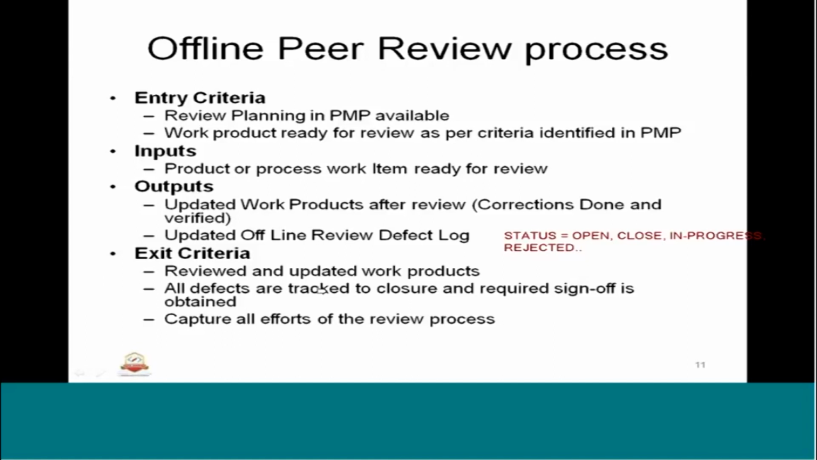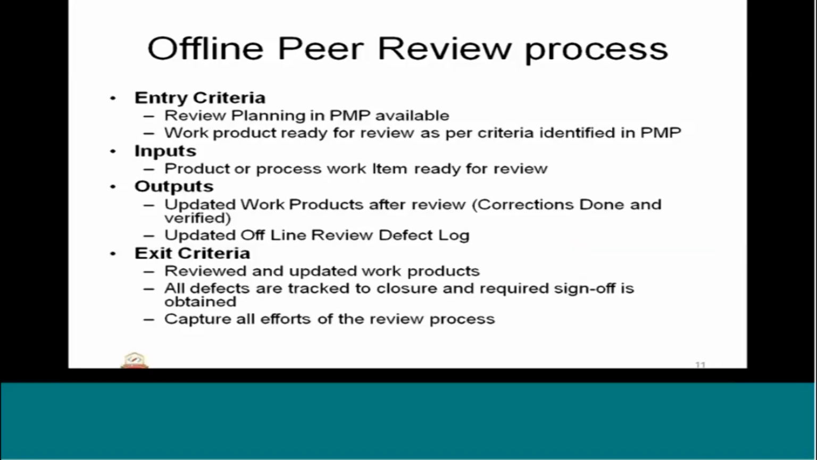The exit criteria of the offline peer review process are reviewed and updated work products. All defects are tracked to closure and required sign-offs are done by the stakeholders. Capture all efforts of the review process. That means how much effort it has taken in terms of the offline review process is getting captured.